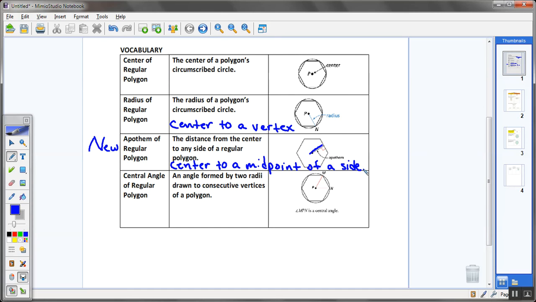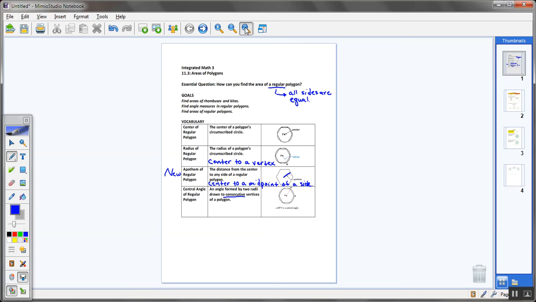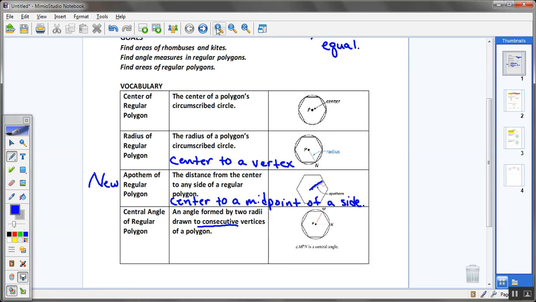And then lastly, central angle of a regular polygon. Any angle that's formed by 2 radii drawn to consecutive vertices, one right after another. So in the example right here, the angle P is formed with M and N on that side. We'll talk about how you find that central angle, but down there it says angle MPN is a central angle. P is my vertex at the center.